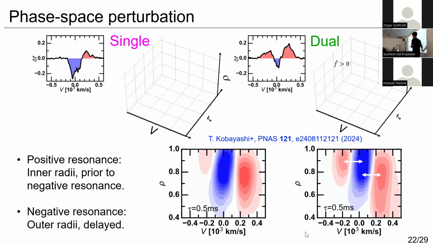The bottom plot here is a time slice at 0.5 milliseconds after the energy burst occurred. What's interesting is that the locations of the positive resonance and the negative resonance are different. The positive resonance occurs more inside and the negative resonance occurs more outside. The time of occurrence is also different. The negative resonance occurs delayed relative to the positive resonance, which should be shown in the slide, but we cannot see it. Anyway, the occurrence time and the location are different.